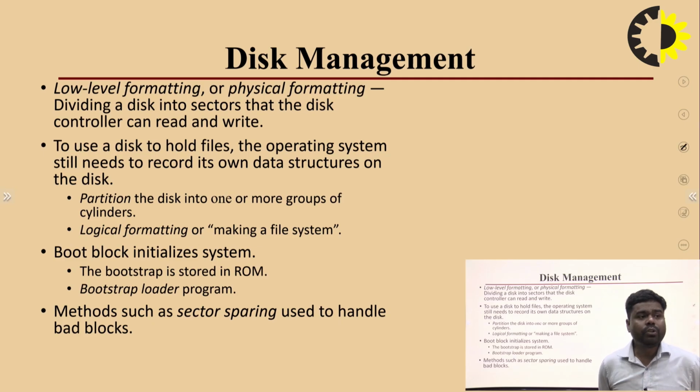To use a disk to hold files, the operating system still needs to record its own data structures on the disk. This involves partitioning the disk into one or more groups of cylinders, and logical formatting, or making a file system. The operating system needs its own records and data structures, so it divides the disk into groups of cylinders and builds the file system. It has to know how to read, when to read, when to write, and when to update.